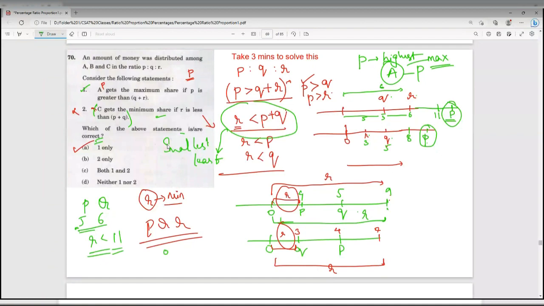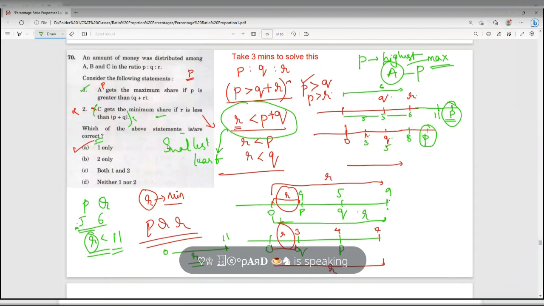Any number within 11 can be R. But you cannot say that R is the smallest number among 5, 6 and R. That's what they're saying. That's why this statement is wrong.